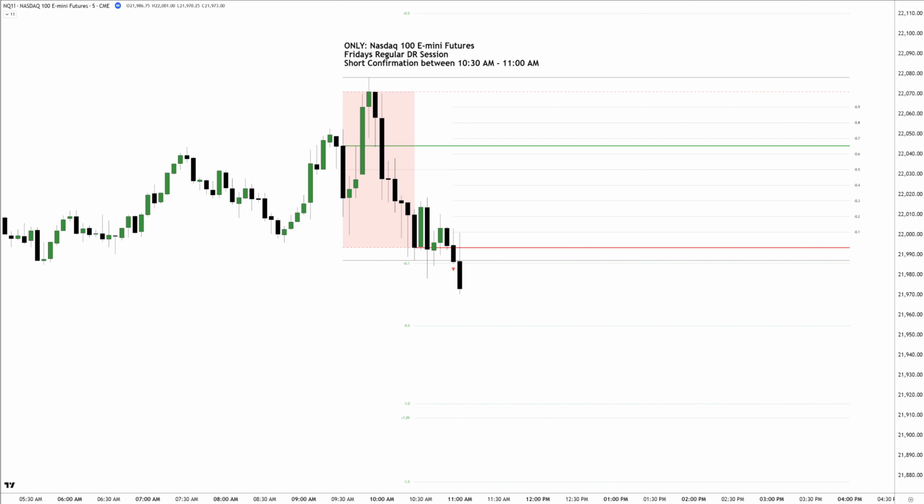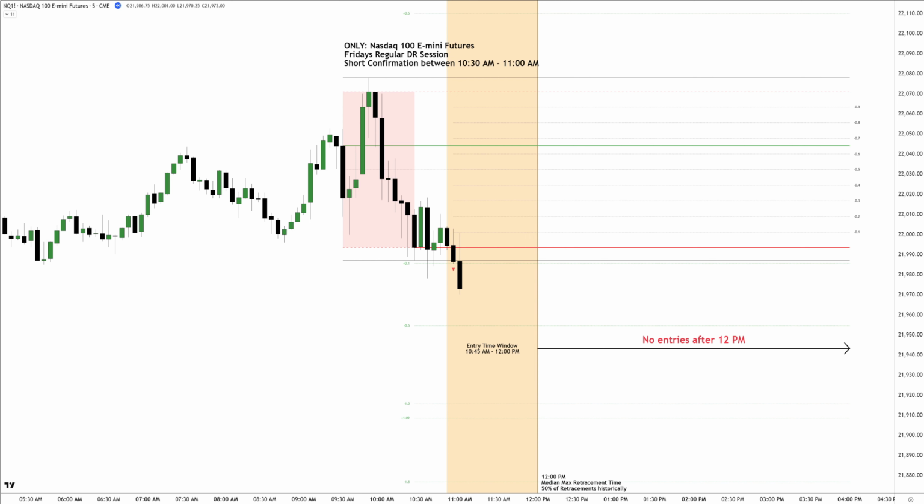So to summarize, you only want to use this approach on the Nasdaq 100 in Friday's regular DR session if a short confirmation happens between 10:30 a.m. to 11 a.m. Confirmations after that time window have different probabilities. You highlight the specific entry time window going from 10:45 a.m. to 12 p.m. No entries should be taken after 12 p.m.